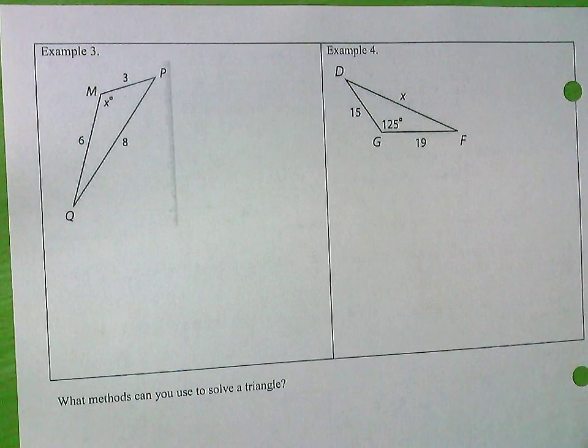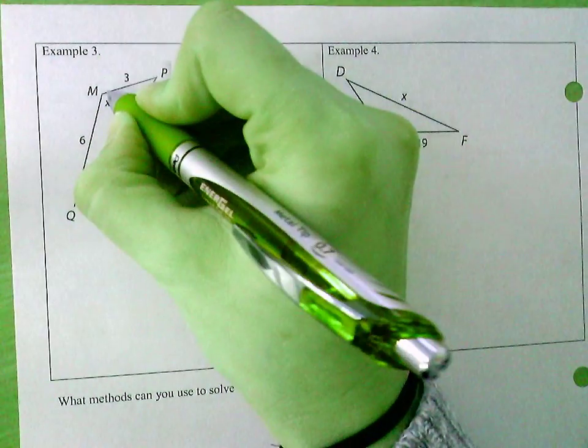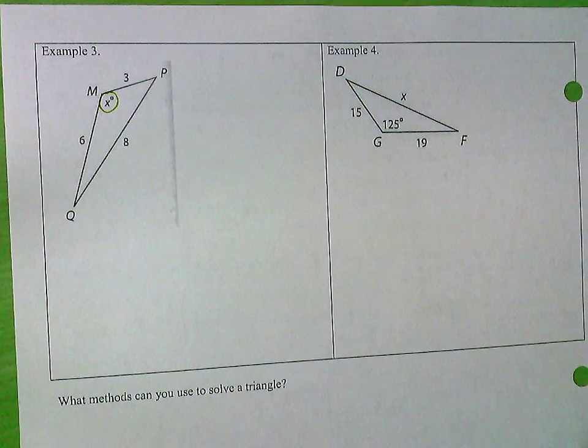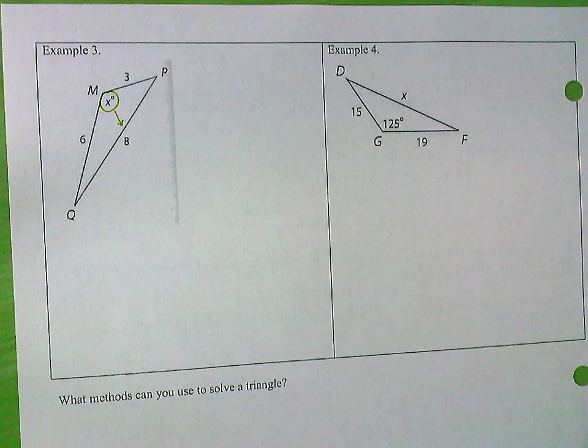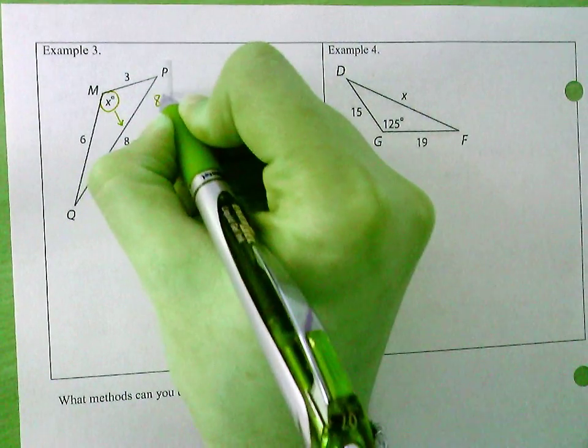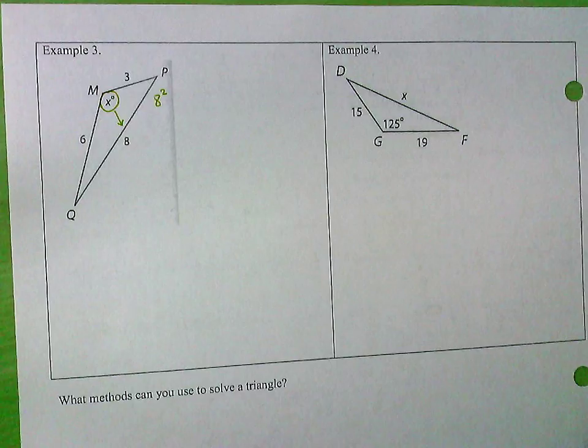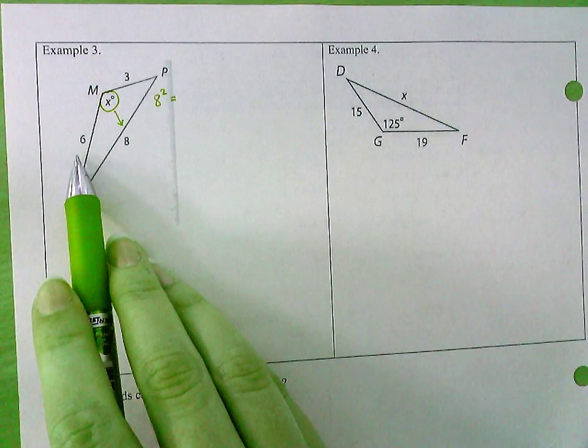Okay, again, first step, identify your angle. Again, I'm looking for x. Next, identify its opposite side. So the side across is 8. That side goes on the left-hand side of your equal sign. Okay? So I have 8 squared is equal to your other two sides, squared and added together.